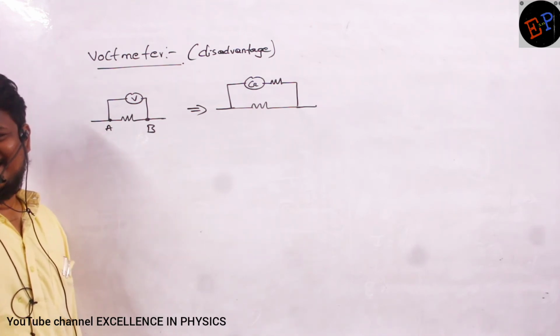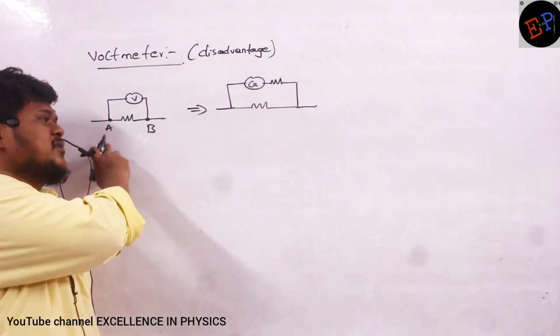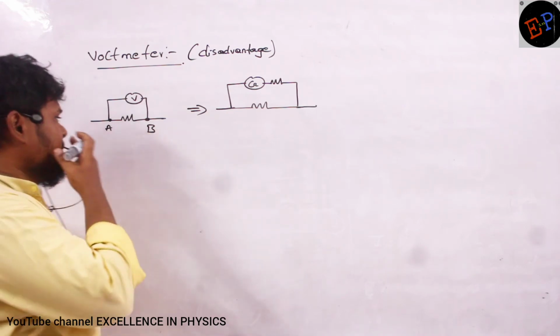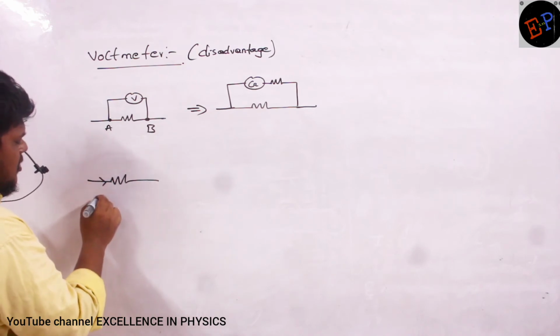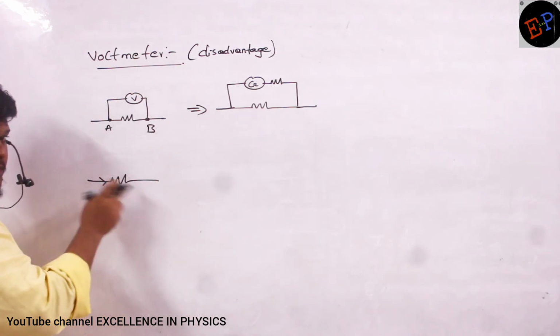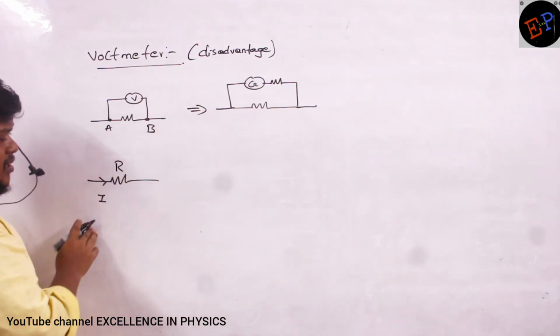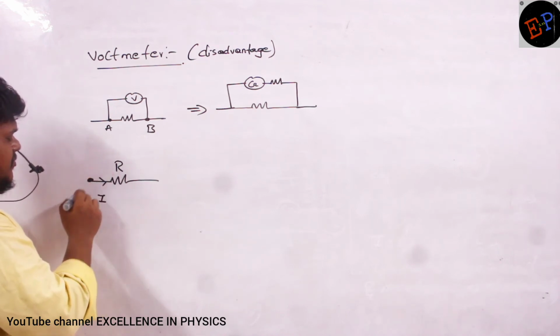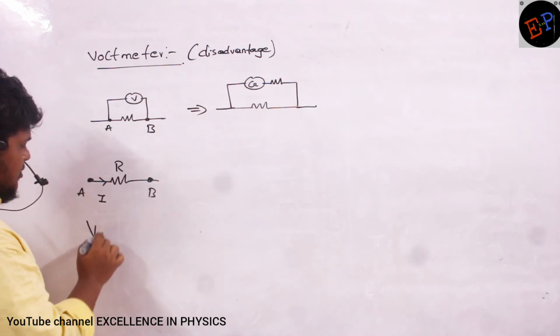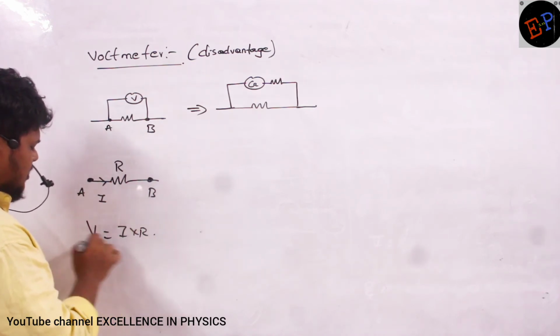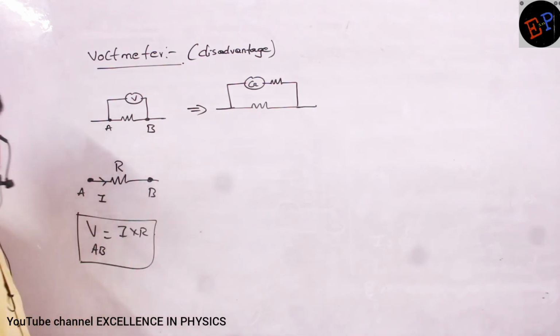It measures potential difference between these 2 points. See here. If there is no voltmeter in this circuit, then total current I will enter into this circuit, and resistance is R. Therefore, what is the potential difference between point A and point B? Potential difference between A and B is I into R. Are you able to understand?